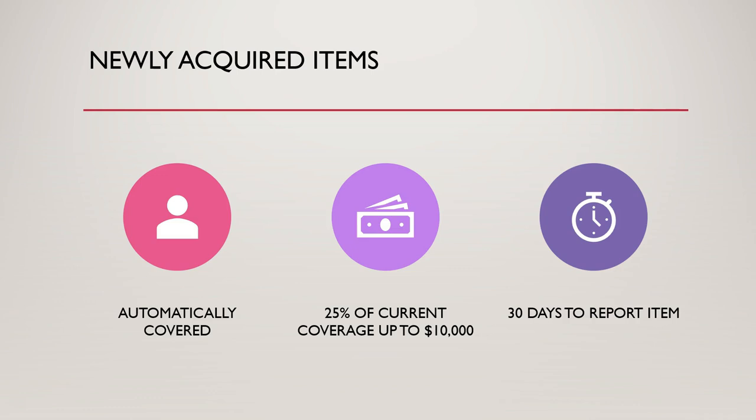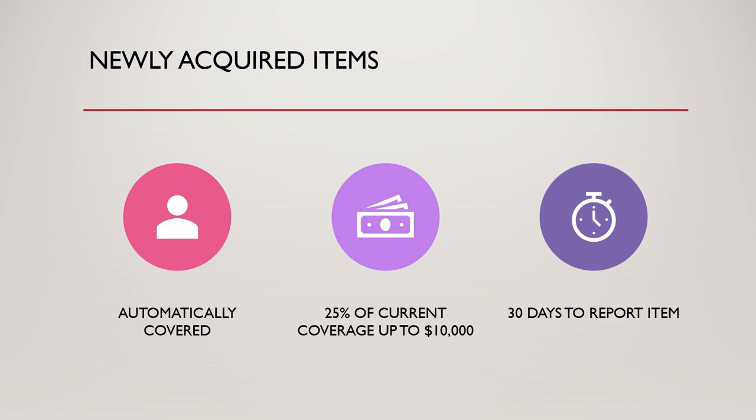For example, if you have a wedding ring scheduled for $10,000 and you just purchased a new tennis bracelet that's worth $10,000, the automatic coverage for the bracelet would be $2,500 until reported to the insurance company for coverage. The insured has up to 30 days to report the newly acquired item to the insurer. After 30 days, if not reported, it will no longer be covered under the personal articles floater.